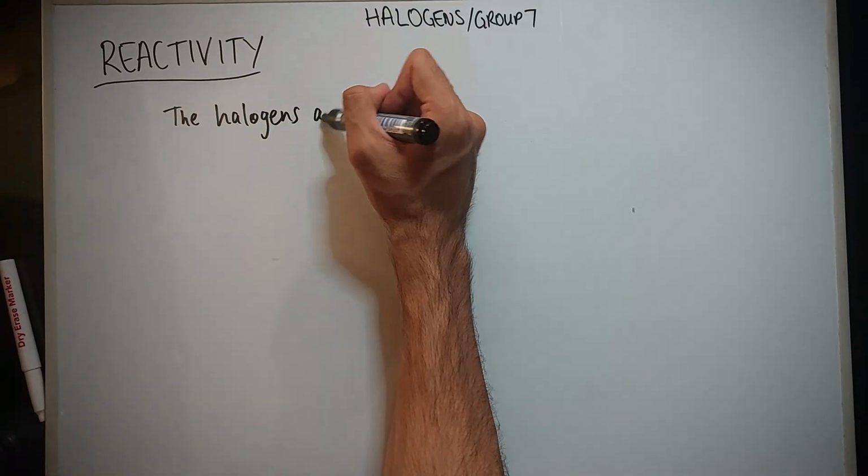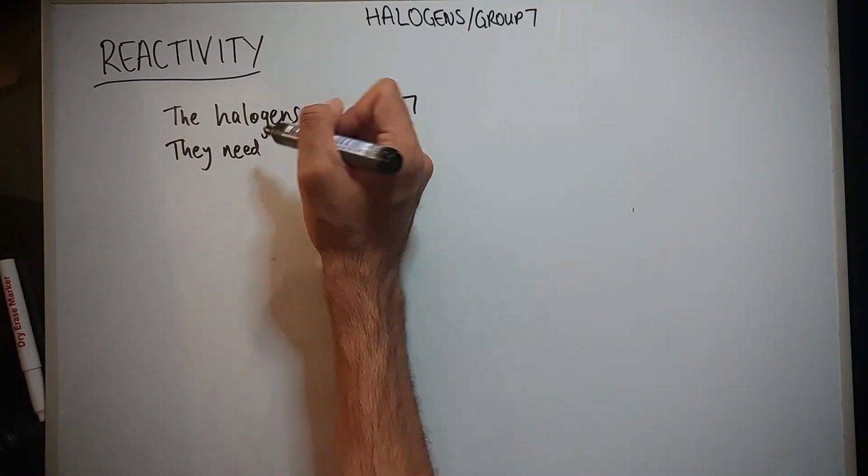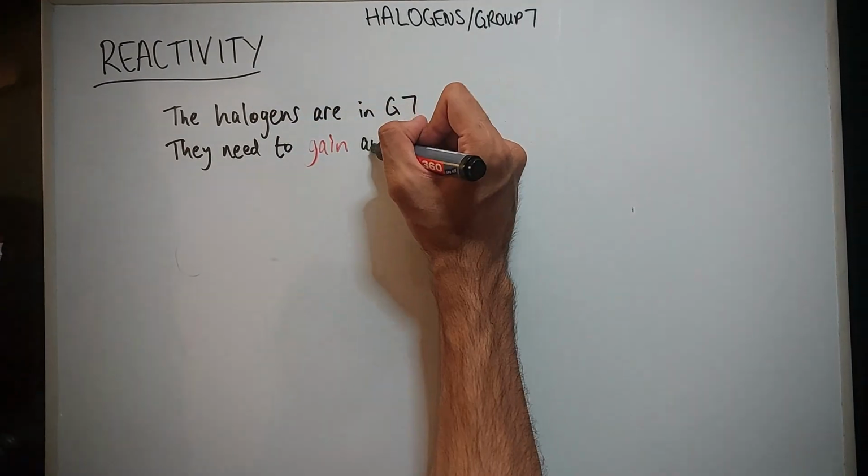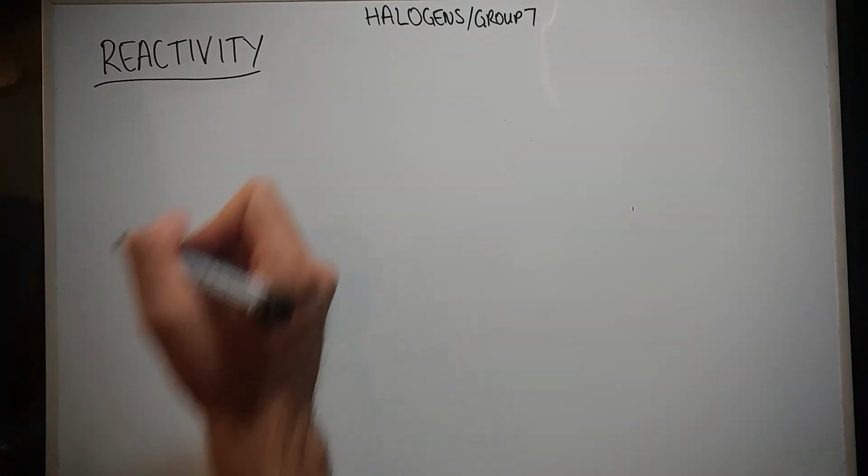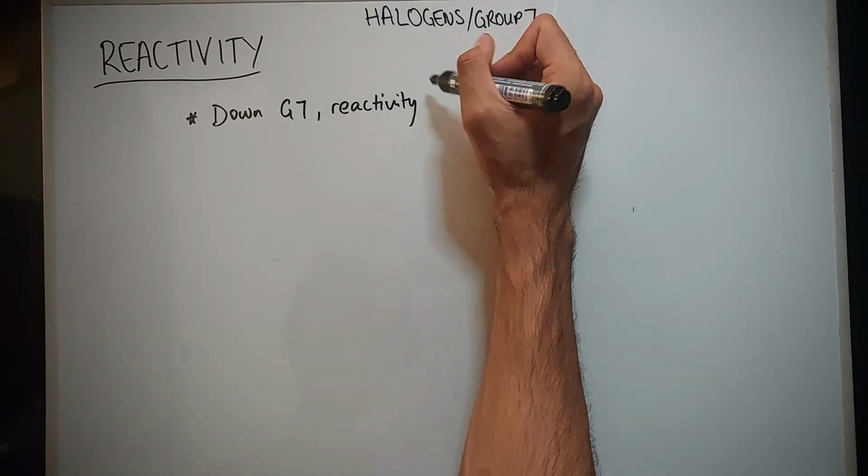Reactivity. The halogens are in group 7. They react by gaining an electron so they can have a full outer shell. In other words, they are reduced. Reactivity decreases down group 7.